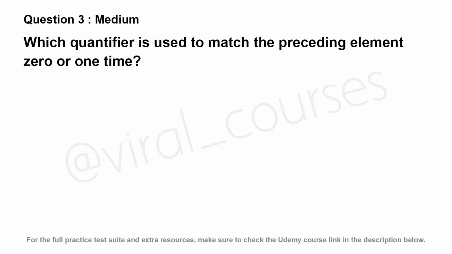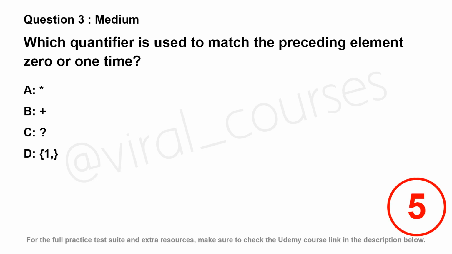Which quantifier is used to match the preceding element 0 or 1 time? Option A, asterisk. Option B, plus. Option C, question mark. Option D, 1.